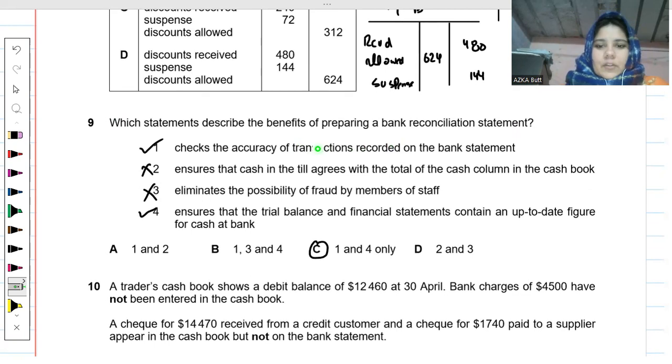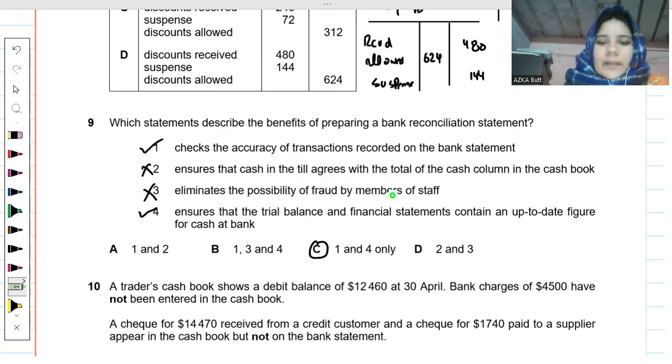Okay. So in question number 9, which statement describes the benefits of preparing a BRS. First of all, of course, number one is the right option. Why? Because we are checking the accuracy of transactions recorded in the bank statement. Number two is ensure that cash still agrees with the total of the cash column in the cash book. No. We are basically making the BRS because we want to agree the bank statement's balance and the cash book balance. This is not the right option.